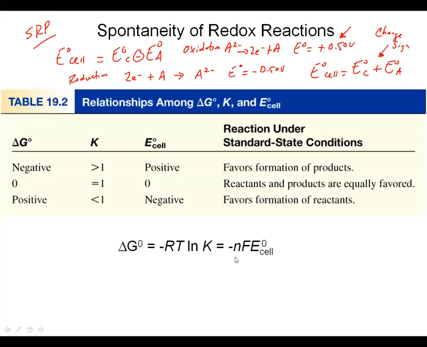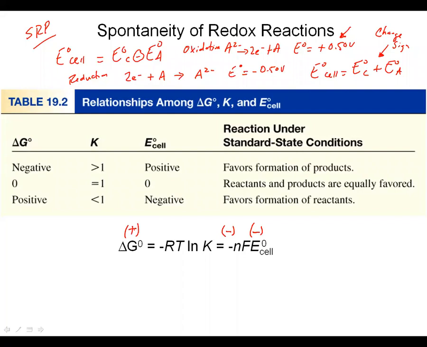Again, that E of the cell that's negative will affect this. If this is negative and it has the negative in here, these two negatives are going to turn our delta G into a positive number. And we know that a positive delta G means it's a non-spontaneous reaction.